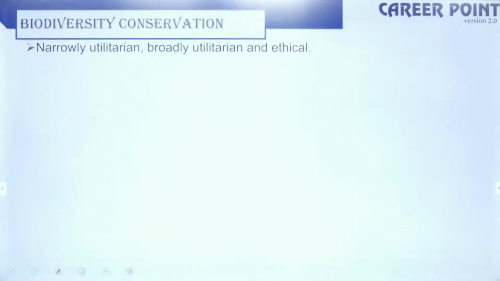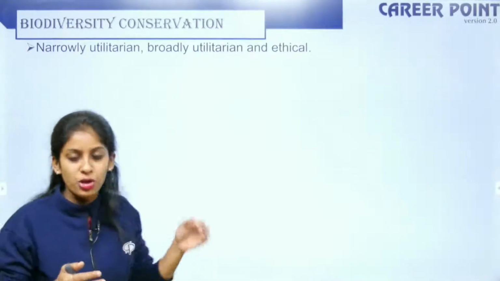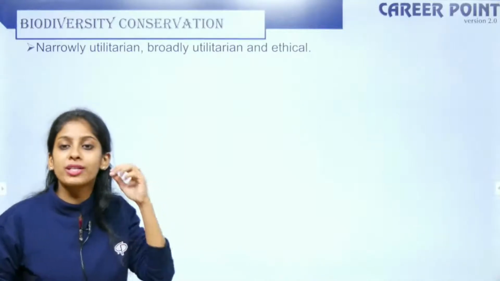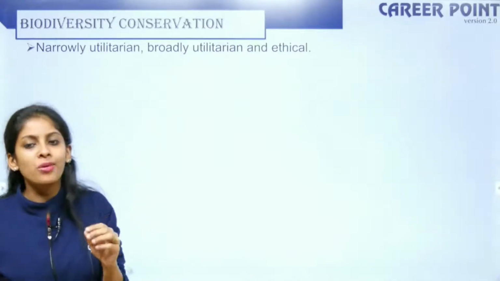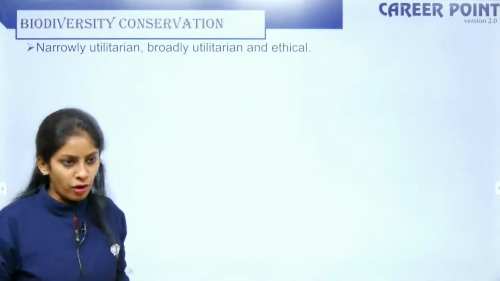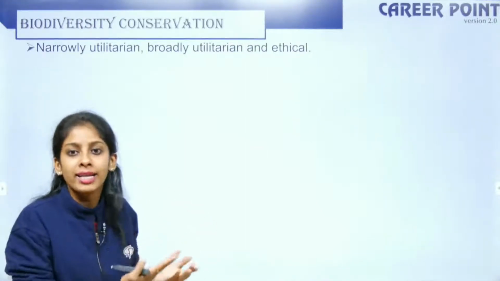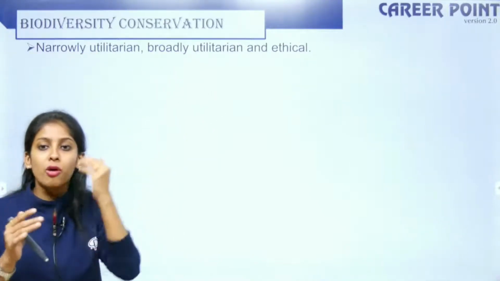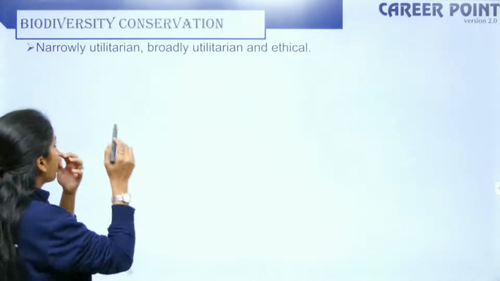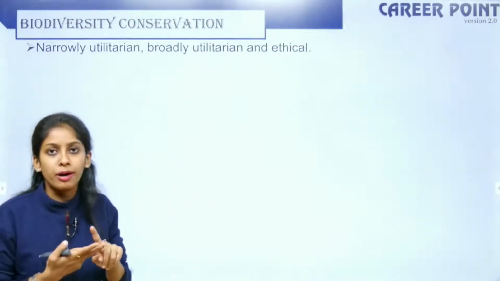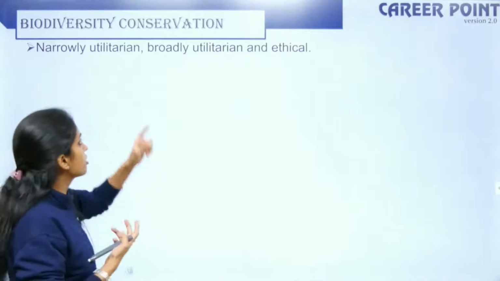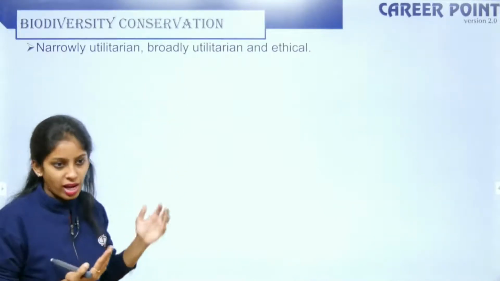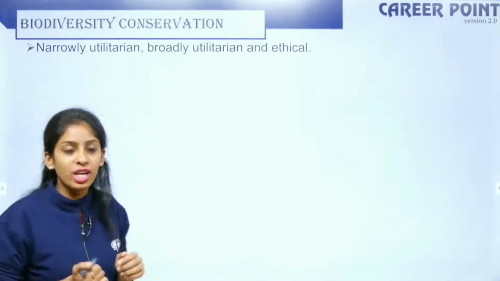Biodiversity is narrowly utilitarian, broadly utilitarian and ethical. Narrow is a small passage, broad is a huge passage. Narrowly utilitarian: how it is useful to a single individual. How is it useful only to me? I get plant products, I get animal products. So that is how I need the ecosystem, right? Broadly utilitarian: how is the biodiversity important to the entire ecosystem? It purifies air, it causes rainfall. Yes, it causes a lot of issues. Your drought, flood, etc. Everything happens because you do not have a functional ecosystem.